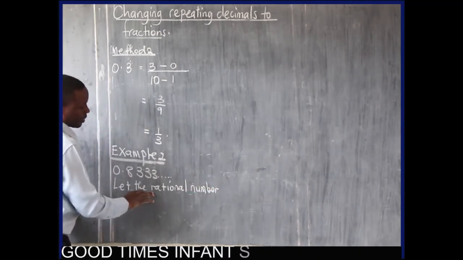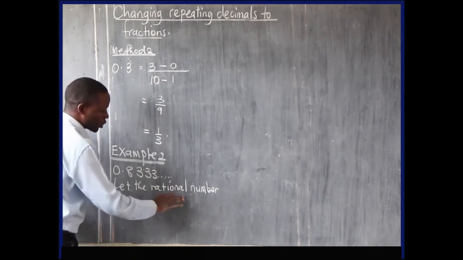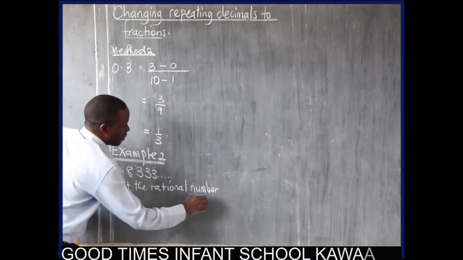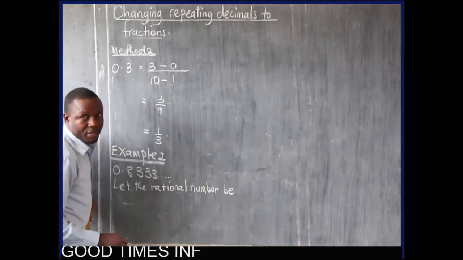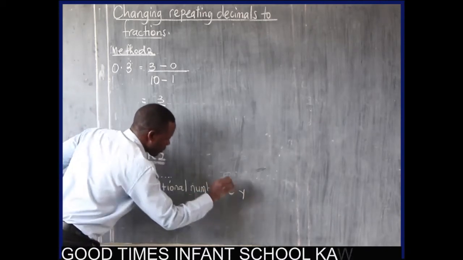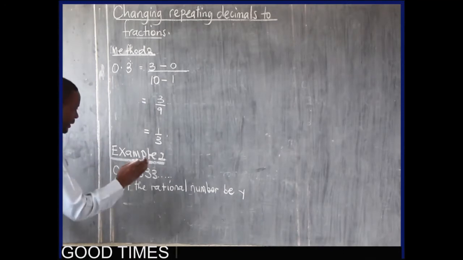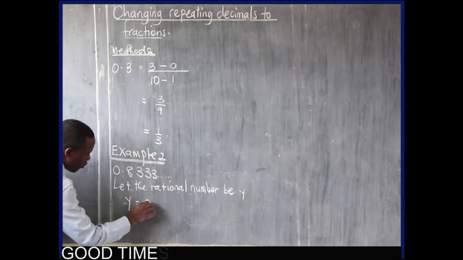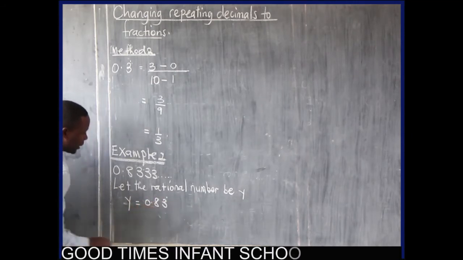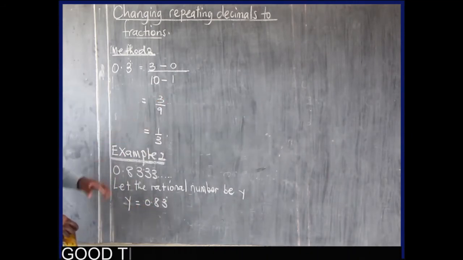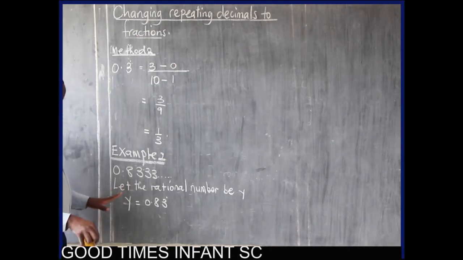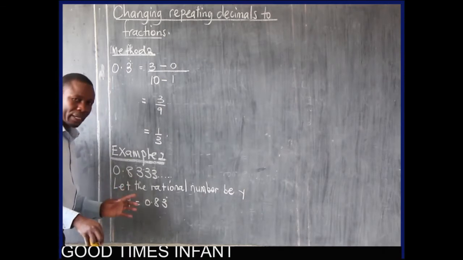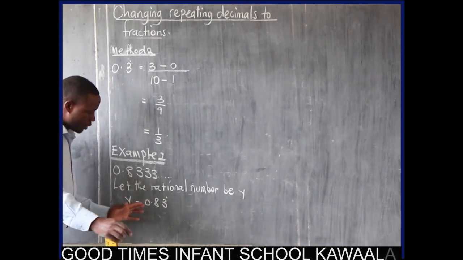There are many words. They can say variable fraction, they can say rational number, they can say a common fraction. So let the rational number be y. Now, this y will come from our equation. So y equals 0.83. Now, I've written the other 3 which are not recurring. This is step 1.